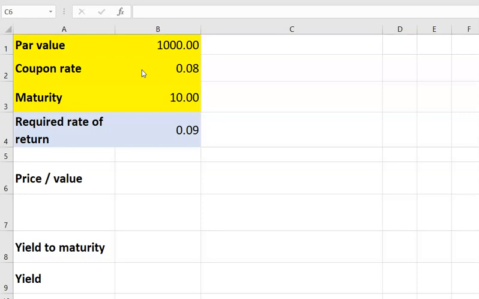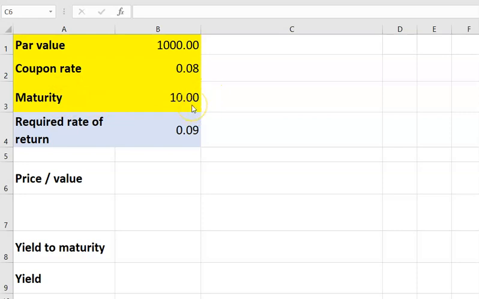Important to start thinking about this. This bond will pay interest twice a year. Those payments will be made twice a year. So a coupon rate of 8% would be $80 a year, but it gets paid twice. So it's $40 in each installment every year.